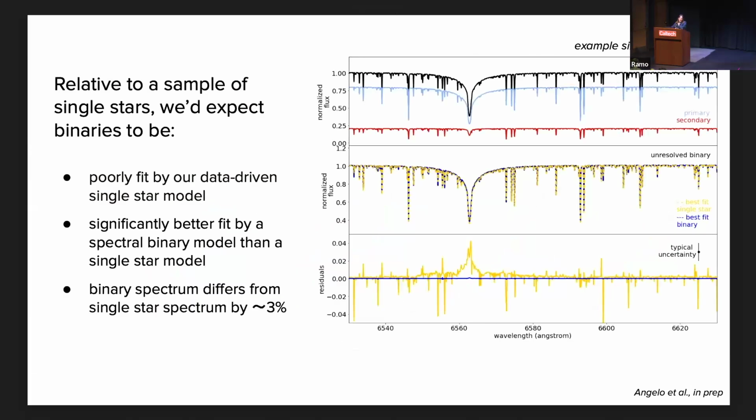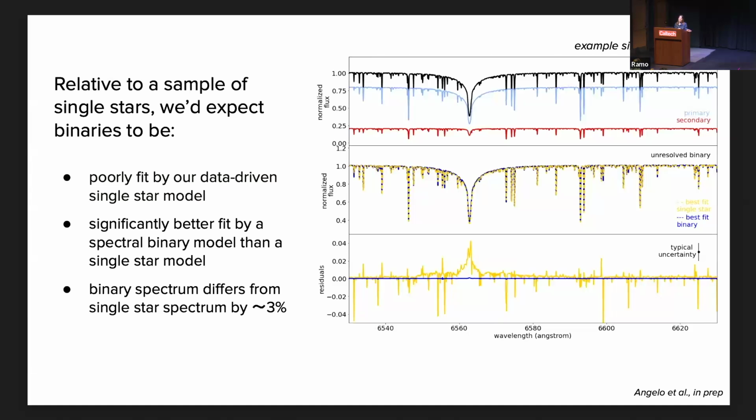So if we have a spectral binary, again shown in the upper right panel, it's those overlapping features of the primary and the secondary star. Then in theory, if we fit it with our data-driven model, the data-driven model is not going to do well because it only knows how single stars behave. You're going to see large residuals, like that yellow line down at the bottom. So in other words, a spectral binary should manifest as roughly 3%, 4% deviations from a single star that we might fit to the data, and we can use this to identify binaries.